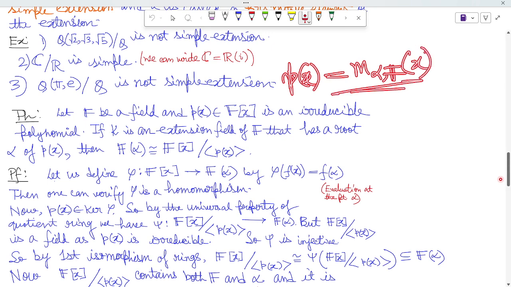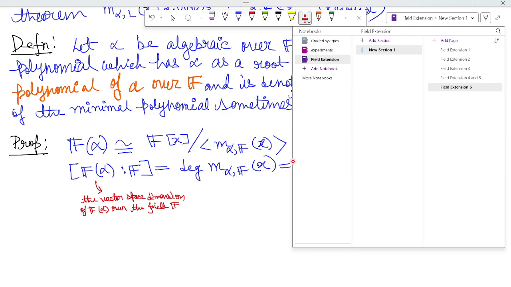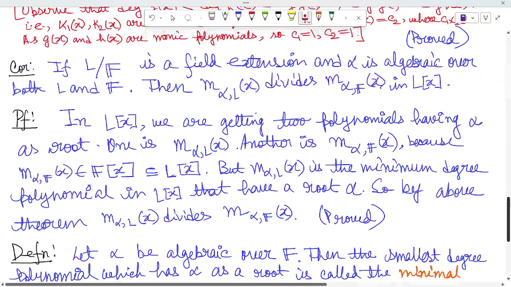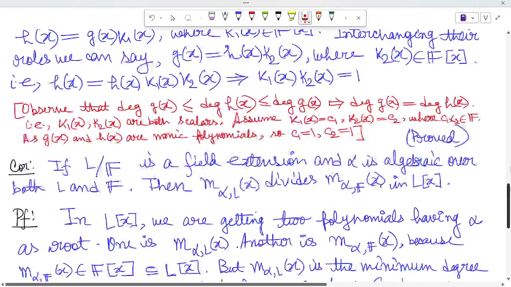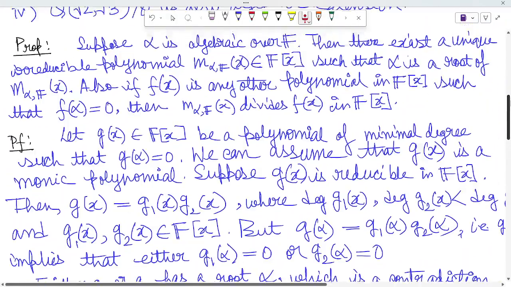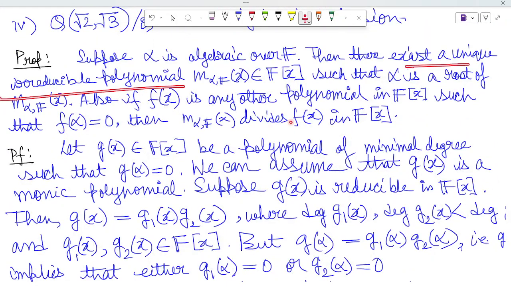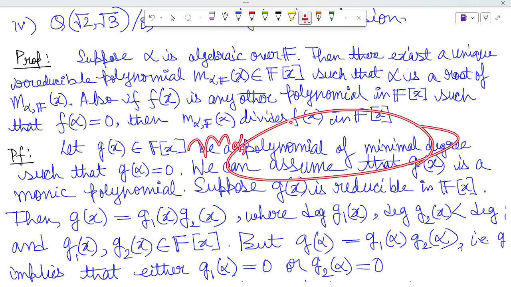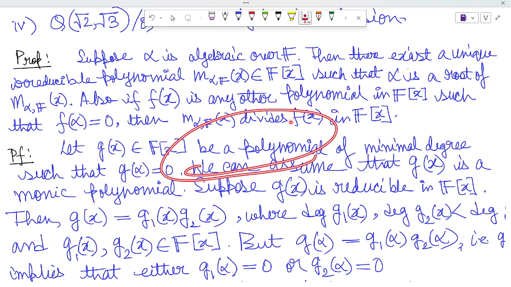See, what was the choice of m_{alpha,F}(x)? If you notice in the theorem, it is actually Px. That is the fun. Unique, monic, irreducible, that we need to show. So we choose that, that is the unique irreducible polynomial. But what is the irreducible polynomial? The minimal degree. So m_{alpha,F}(x), what we have chosen, it is actually Px here. So we can substitute or treat this as this thing.